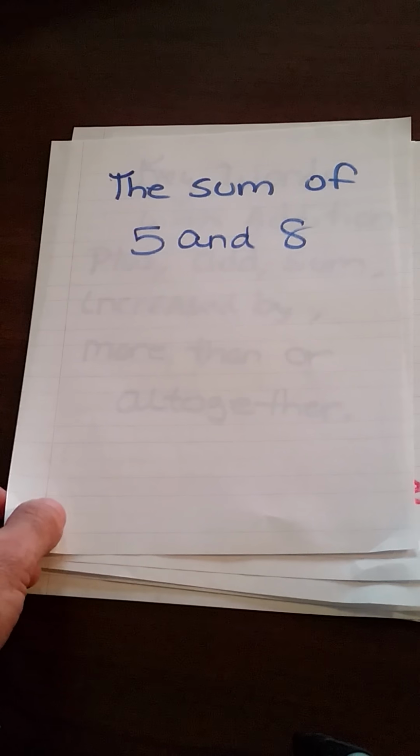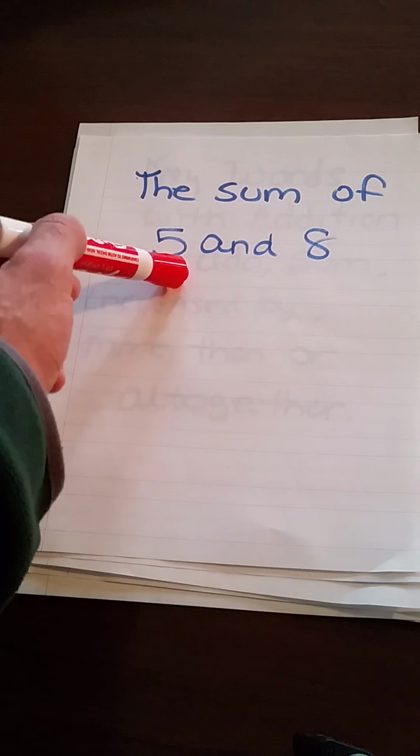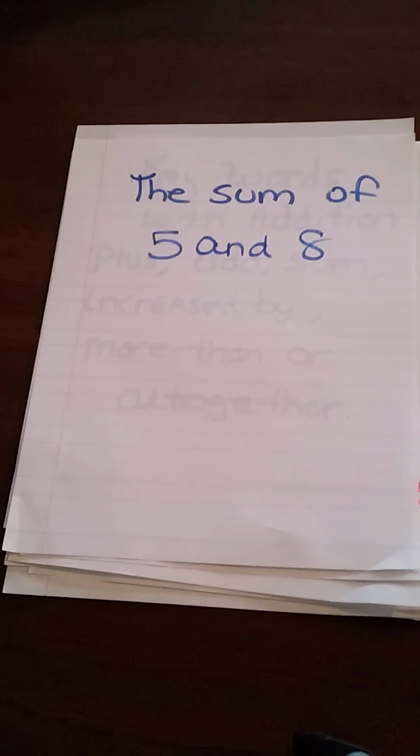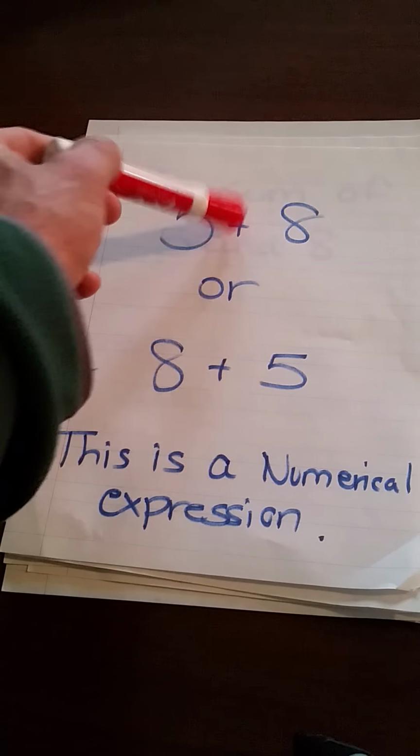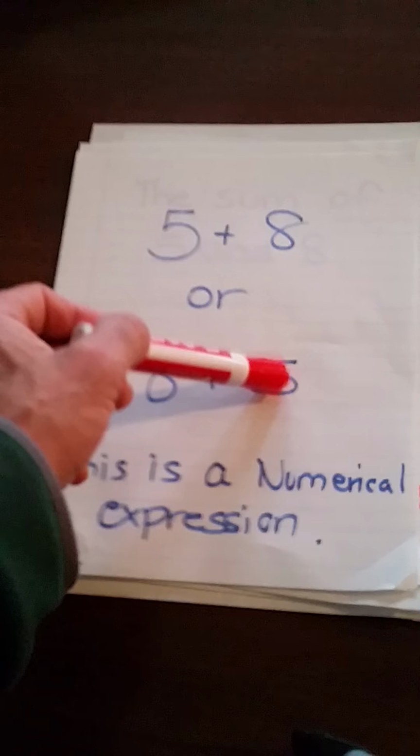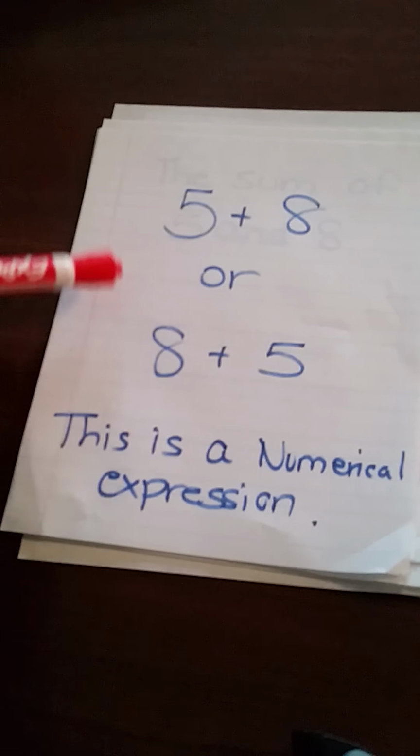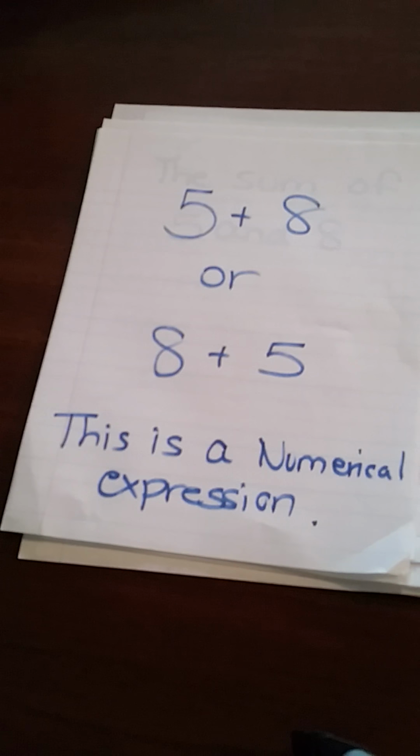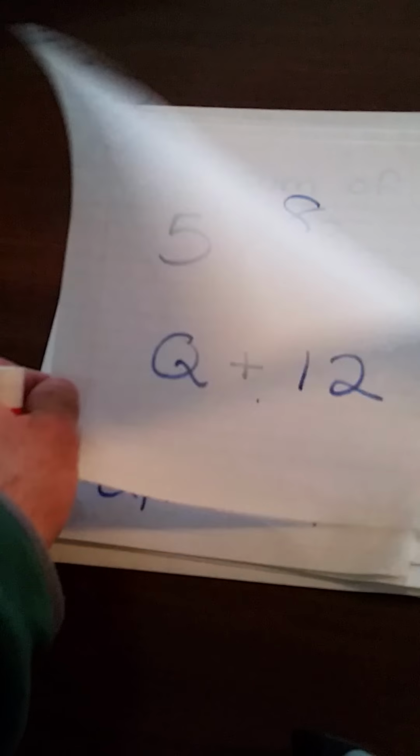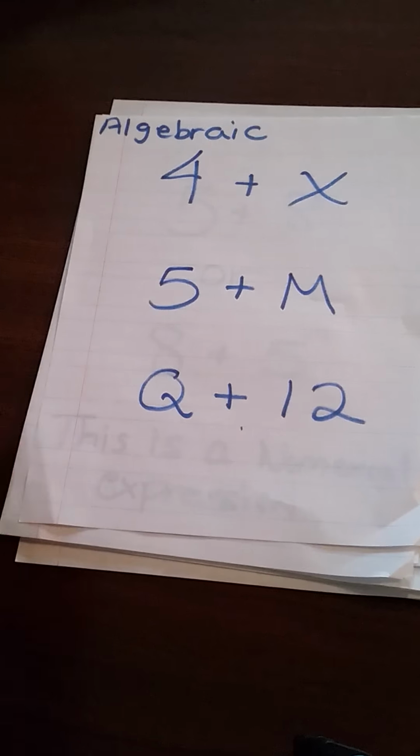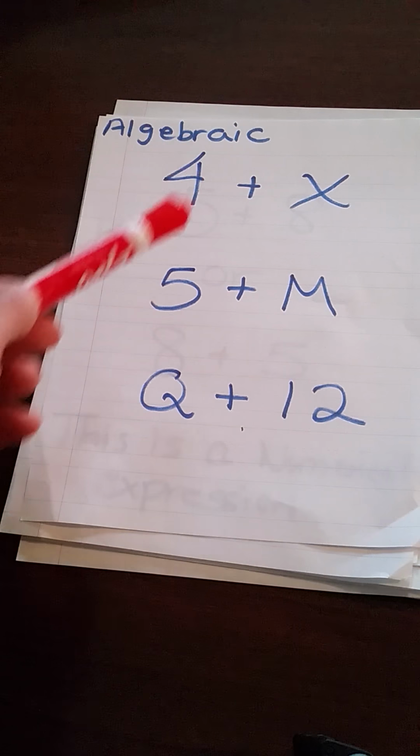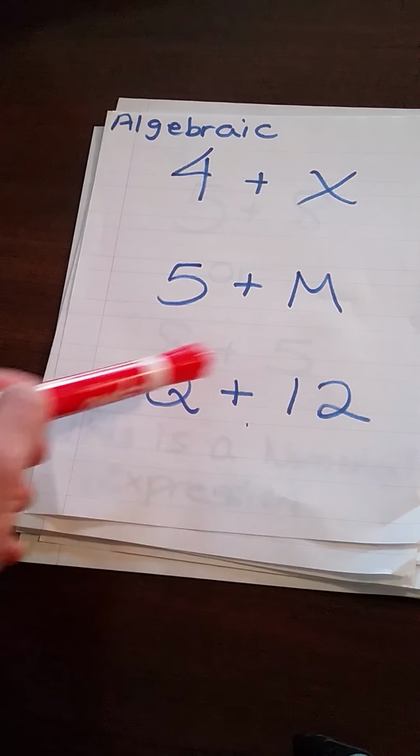How would you make that in math? The sum of 5 and 8. 5 plus 8, or 8 plus 5. And this is a numerical expression. It has no variables. Again, algebraic expressions have variables like 4 plus x, or 5 plus m, or q plus 12.